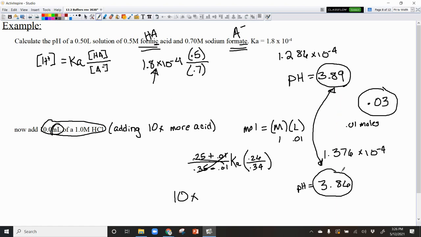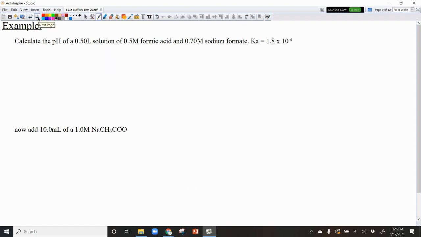Now, if we were going to round this, 0.9, 0.9, these would both be 3.9. But we took it out one more sig fig so that we could see that it's only 3/100ths of a point. Okay, so let's do another example.